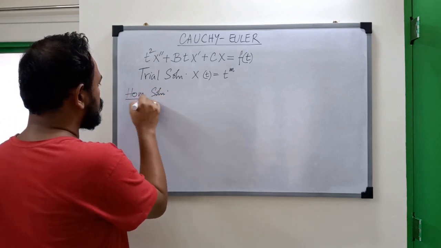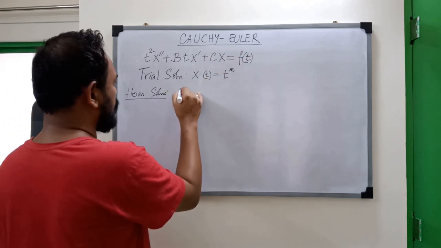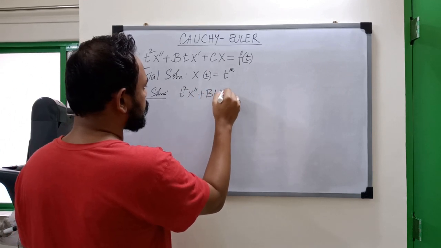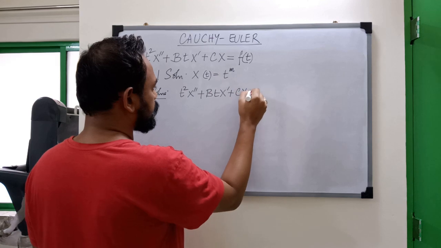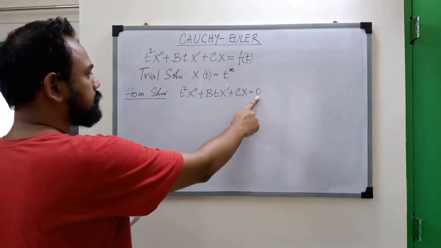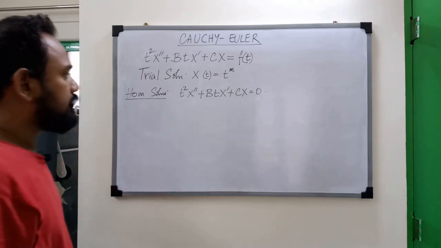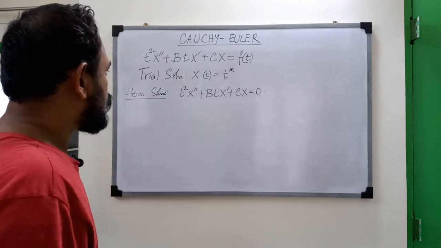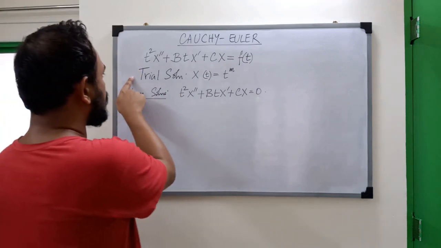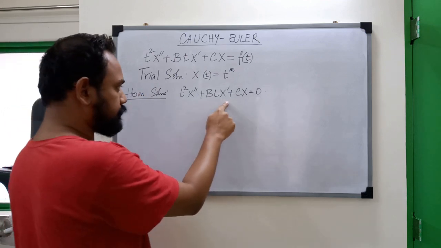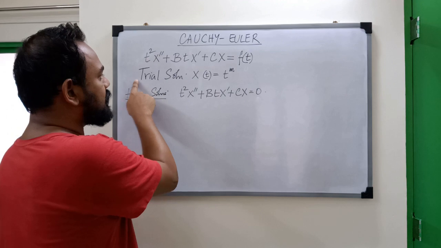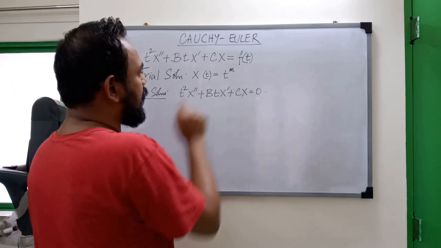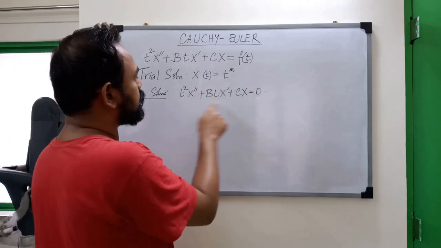For that we rewrite this differential equation as t square x double prime plus b t x prime plus c x, with a 0, a null term, on the right hand side, meaning 0 external force or 0 input to the system. To find the homogeneous solutions, we want to try a different kind of trial solution. It's going to be t to the m, for a differential equation in the Cauchy-Euler form.